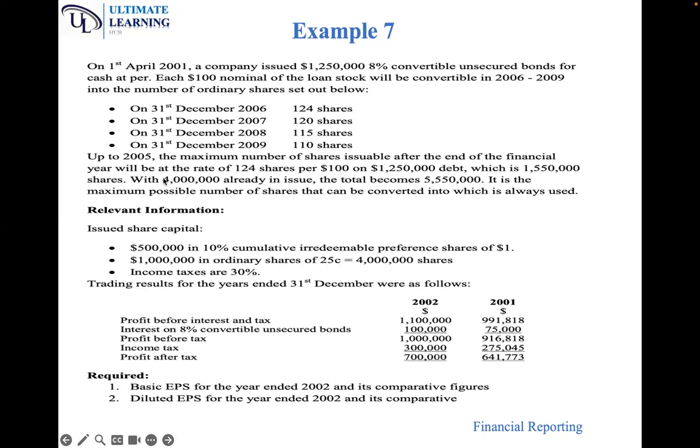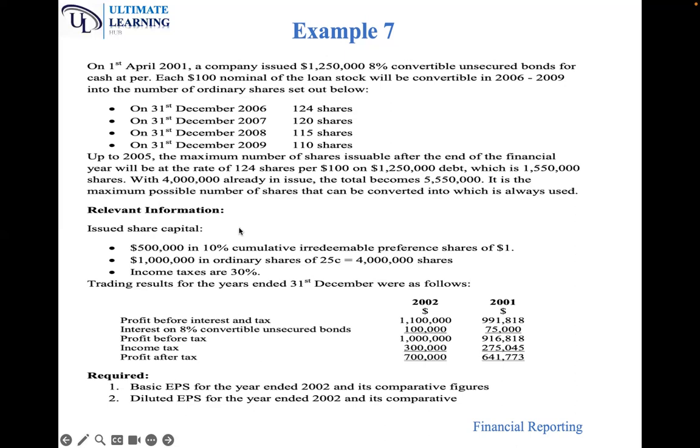Let's continue reading. With 4 million already in issue. In other words, we already have 4 million shares. But remember, we are introducing 1,550,000 shares. So with 4 million already in issue, the total becomes 5,550,000. So 5,550,000 is 4 million plus 1,550,000. It is the maximum possible number of shares that can be converted into, which is always used.